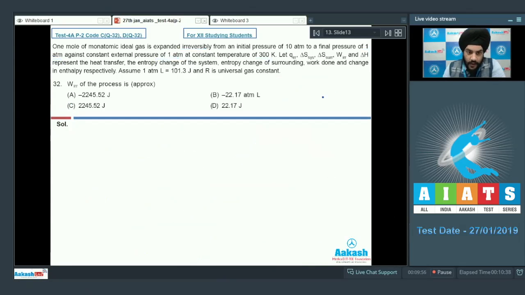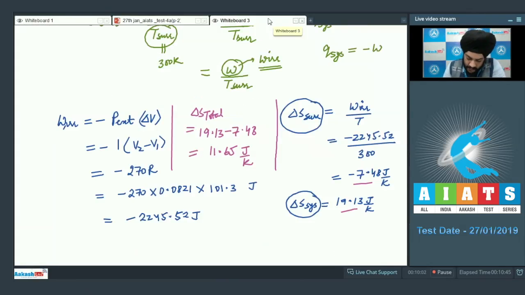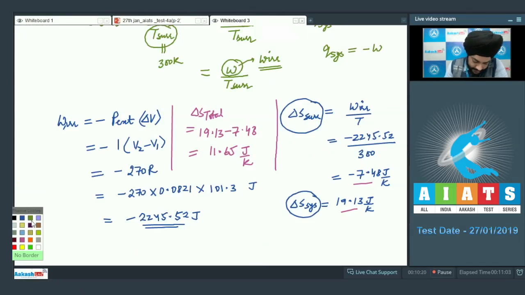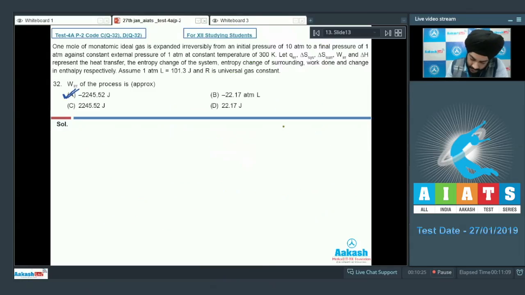Question number 32. In question number 32, the examiner seems to be interested in the irreversible work of the process. So we had already calculated the irreversible work, students. It had come out to be equal to minus 2245.52. So the work is minus 2245.52 in joules. But the examiner has also given us the value in atmosphere liters, so we have to check that as well. So if we talk about the work done in atmosphere liters, the work is equal to minus 270 R in atmosphere liter.